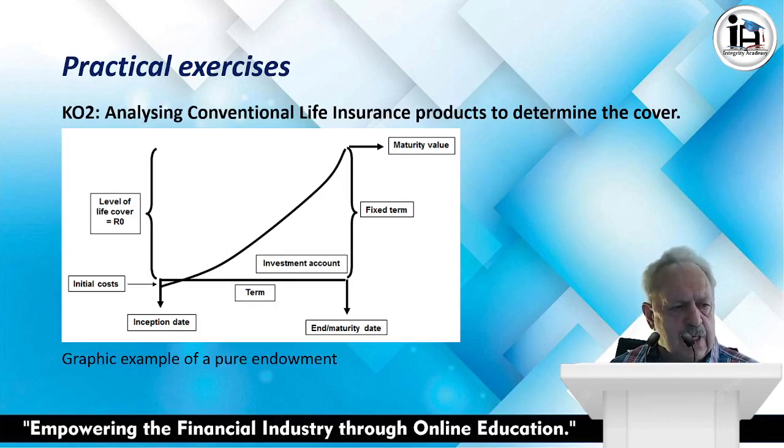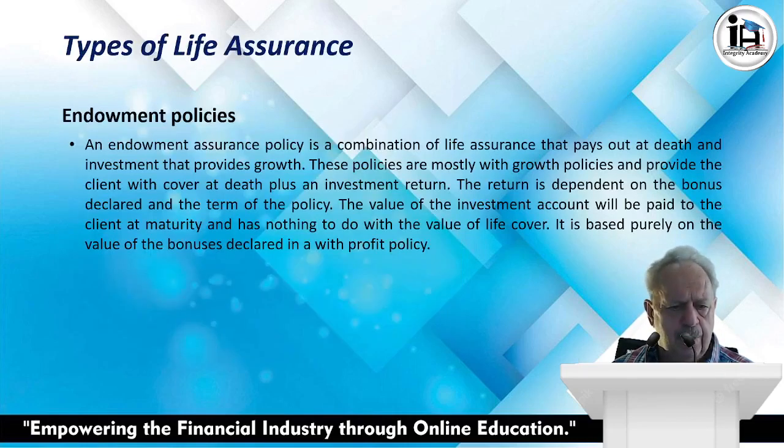Again, you will see at the inception date, the initial costs cause the policy initially, when it just started off, to be in a negative because there were commissions and administrative fees and underwriting. Well, in this case, not underwriting fees because it's got no life cover. And then you've got your term. Let's say you've decided on a 10-year or 20-year term, in which your investment account will then grow over that period, and then you'll reach your end date, let's say after 20 years, and then the investment account would have grown sufficiently to pay out what we call a maturity value or a final payout to you as the client.